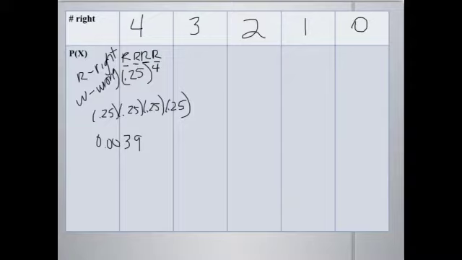For 3 questions right, I could get number 1 right, number 2 right, number 3 right, and then the 4th one wrong. I could get right, right, wrong, right. Or I could get right, wrong, right, right. And the last one, I could get the first one wrong and then the next 3 correct. Now remember, this is a test, so each question is independent of each other. I have to count all 4 different ways I could get 3 right and 1 wrong.